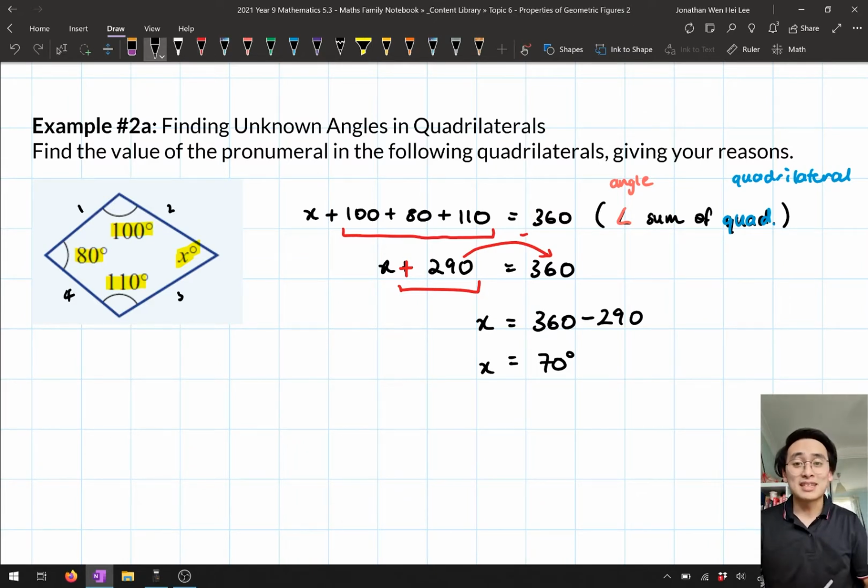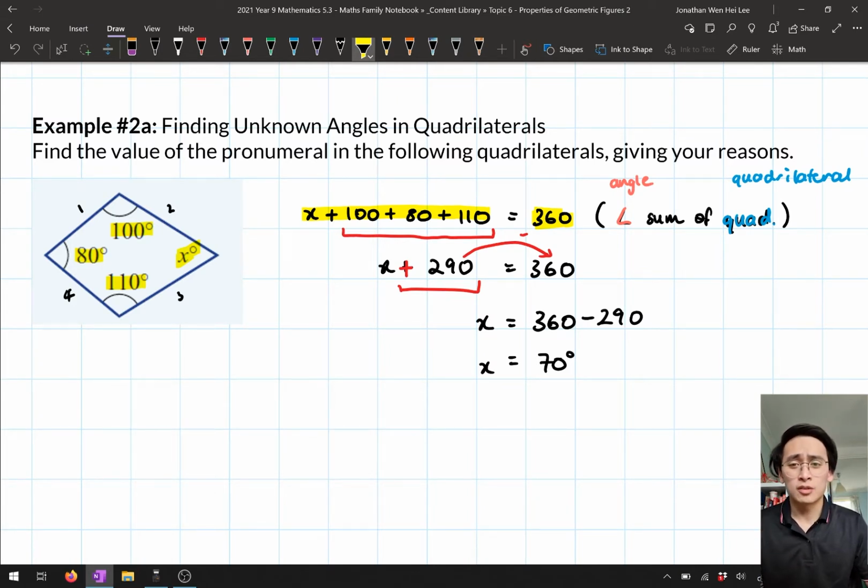So that's how we can find missing angles in our quadrilateral. First of all, we identify the angle sum. Here it's a quadrilateral, so the angle sum is 360. I wrote out my angle sum equation, so I added up all the angles here, and because it's a quadrilateral, it's equal to 360. Then we started solving it using our algebraic skills. Okay, so that's this first example with quadrilaterals.